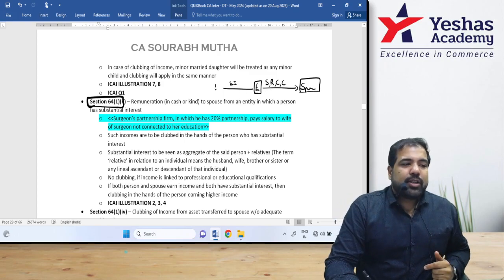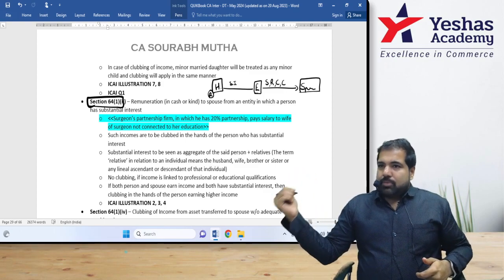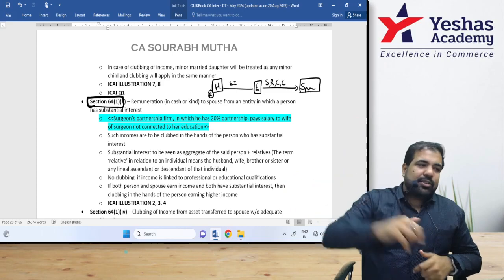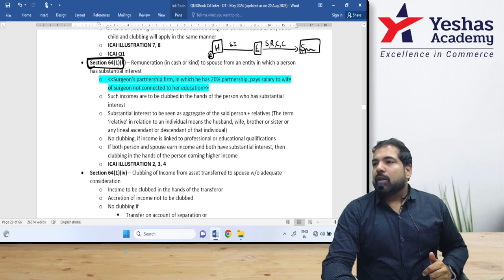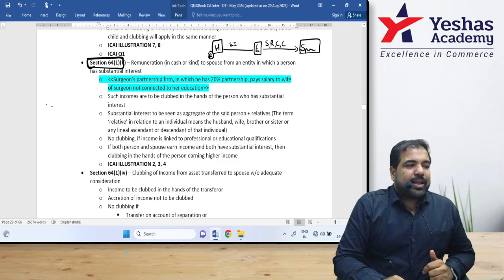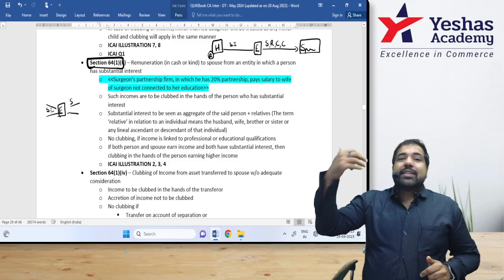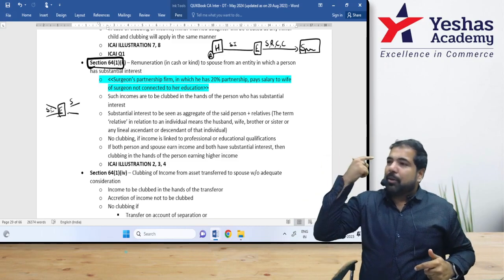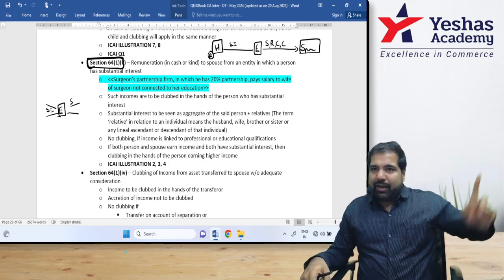Remember, substantial interest is not just the husband alone, but along with the relatives. Now, what is relatives here? Clock. This side, spouse. This side, siblings, parents, and children. Perfect. Next, guys, what if it's linked? Then it will not come back. And do you remember, guys, husband and wife both having what? Substantial interest in any entity and both earning what, guys? Salary, remuneration, commission, etc. Will it be clubbed? Whether it is linked or whether it is not linked, it will be clubbed in the hands of the higher earner. So husband and wife compute their income, whichever is higher, we will add it to their income.